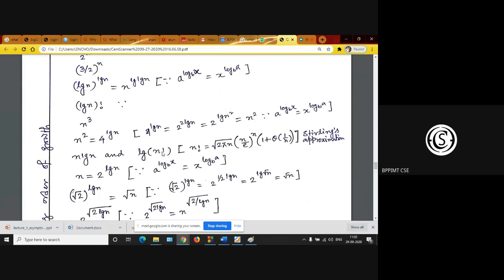Okay, now 5n square and n square, these two functions. Let one function f1(n) be 5n square, and another function f2(n) be n square. So both these two functions have the same rate of growth. Any doubt?